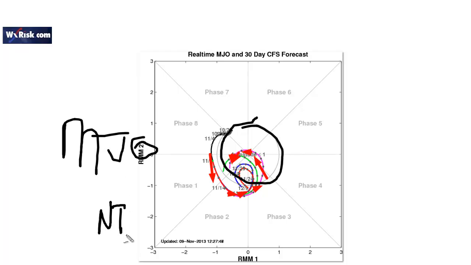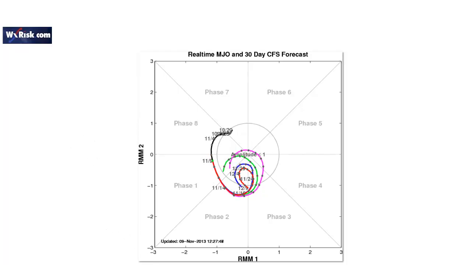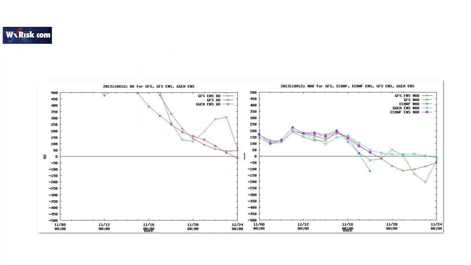No impact, neutral, negative impact over the pattern for the next 2 weeks. That's what I'm trying to get across here, because it's essentially dead. It's in the neutral zone. So that means you can look at other features here.